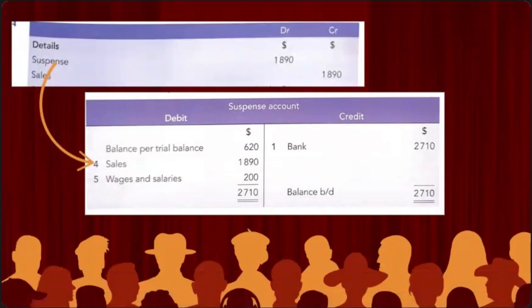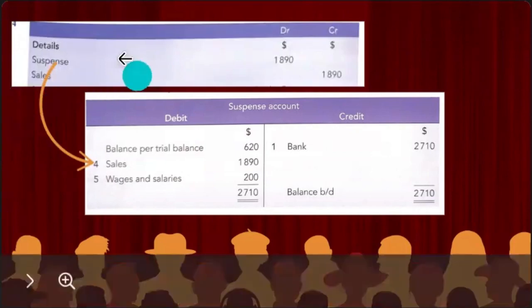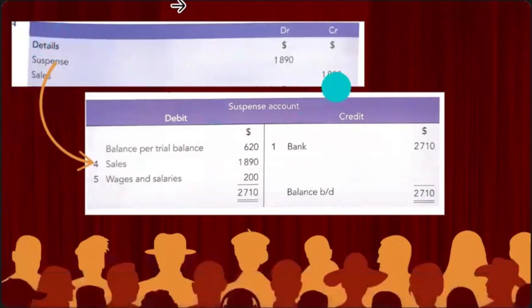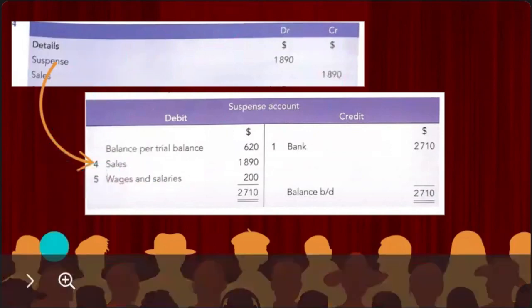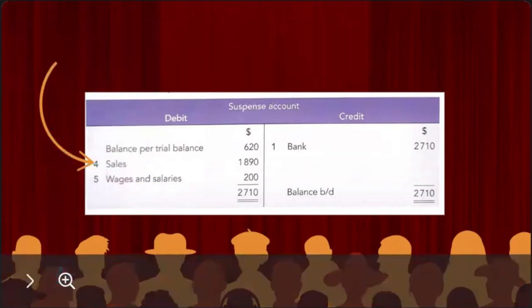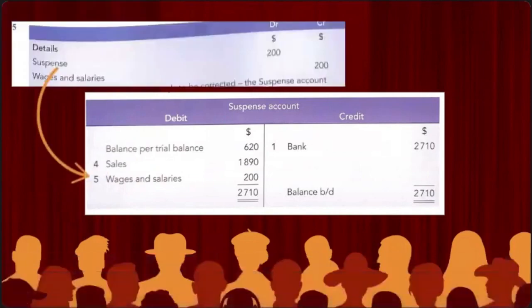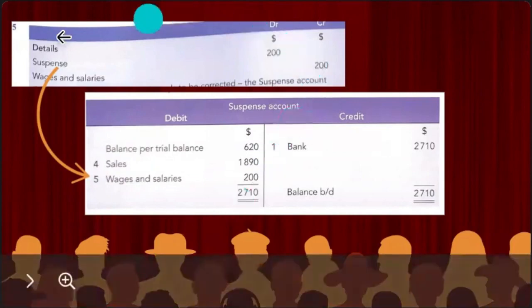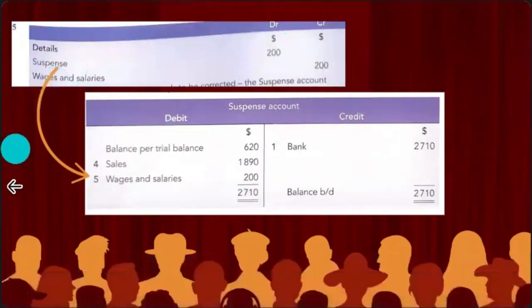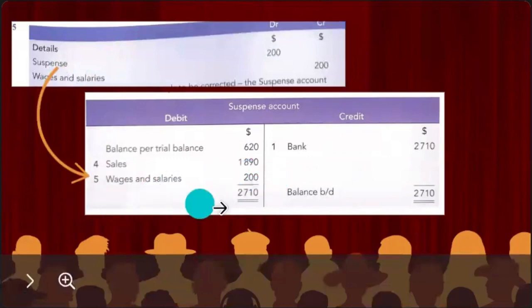Next is error number 4. This also has a suspense account in debit, so we record the same amount in this journal entry to the suspense account. And the same thing for error number 5. We also use suspense account in debit for 200, and we record the same thing in the suspense account here.